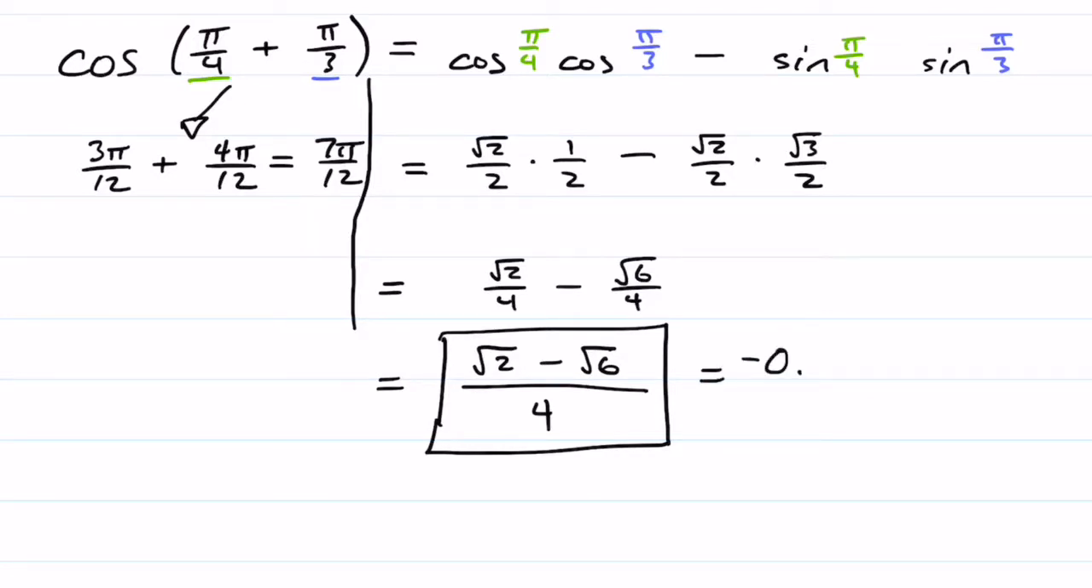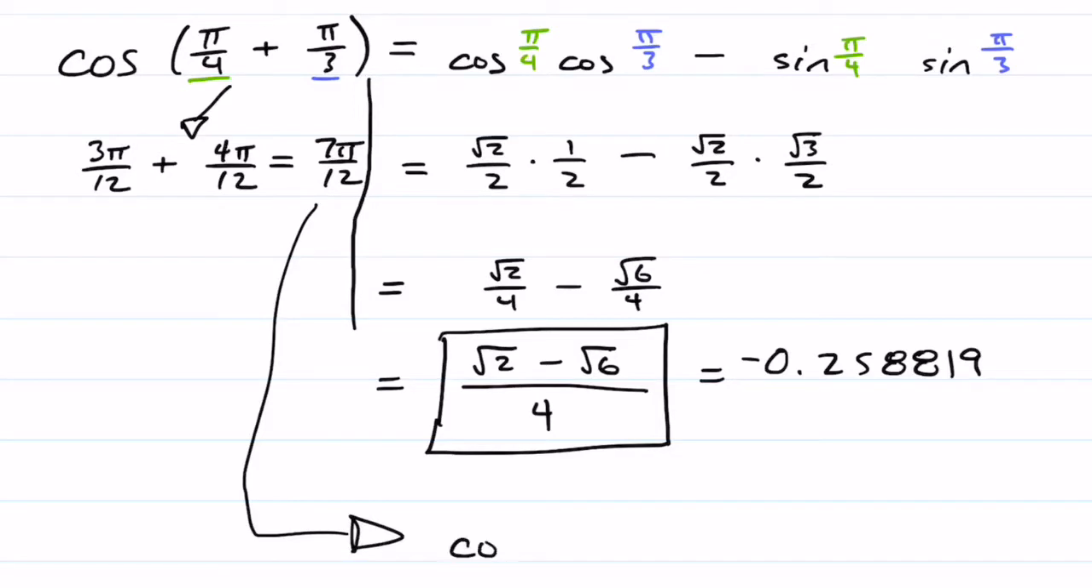On your calculator, you can go root 2 minus root 6 divided by 4, and I got negative 0.258819, and then etc., etc. And then on the calculator, I can also figure out the cosine of 7 pi over 12. Make sure your calculator is in radians. And I also got negative 0.258819, etc., etc. So it's the same. So it's definitely the right answer.